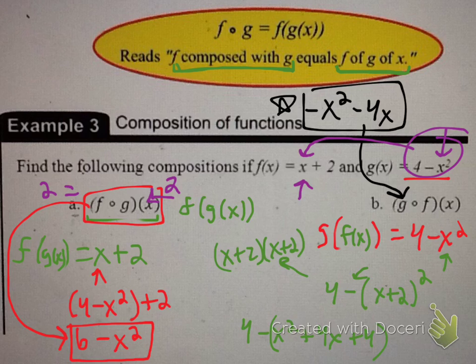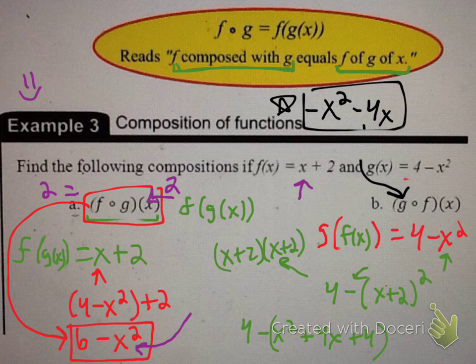To make sure I did my simplification right, I'm going to plug 2 in for x down in my composed function and make sure it also equals 2. Well, 2 squared is 4, and 6 minus 4 is 2. So, yay! Let's try the other one.